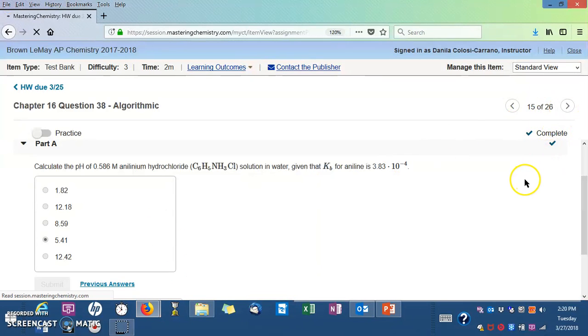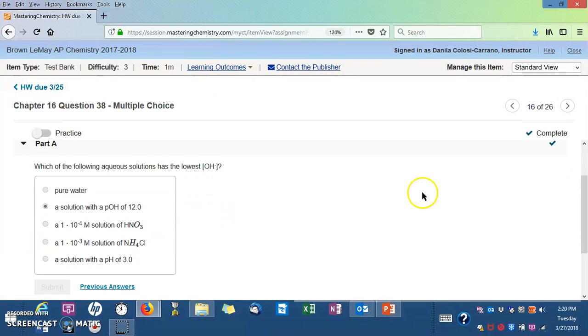Number 16. So which one of the following has the lowest amount of OHs? Lowest amount of OHs means the highest pOH, right? Because the highest pOH means the lowest pH, which means a lot of H pluses and a little OH minuses, so that's the one because it's the only one with pOH of 12.